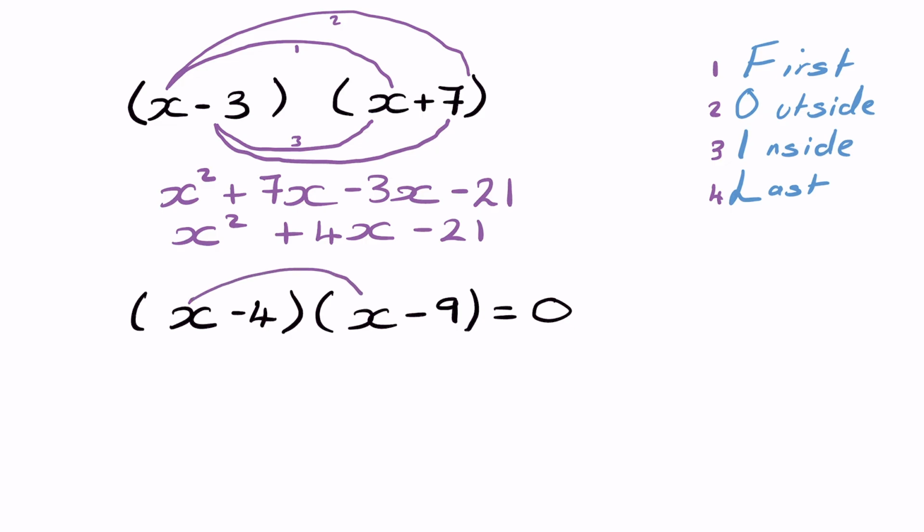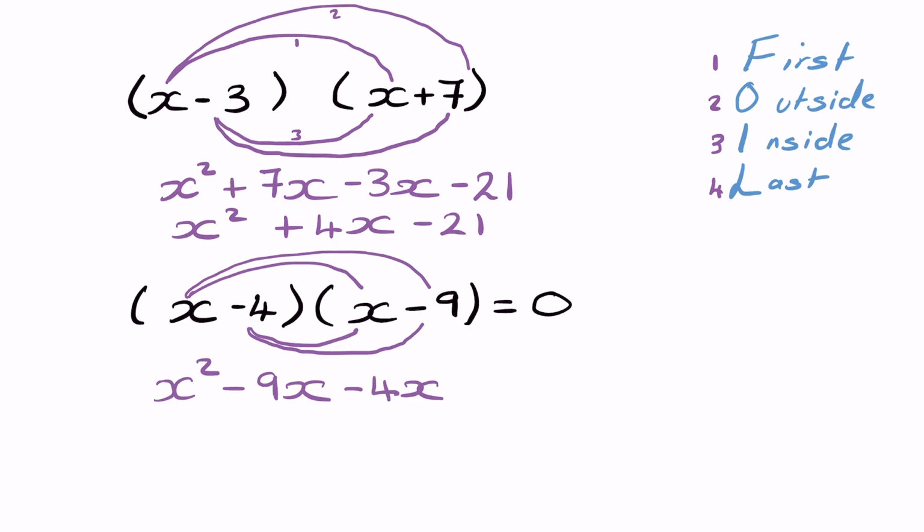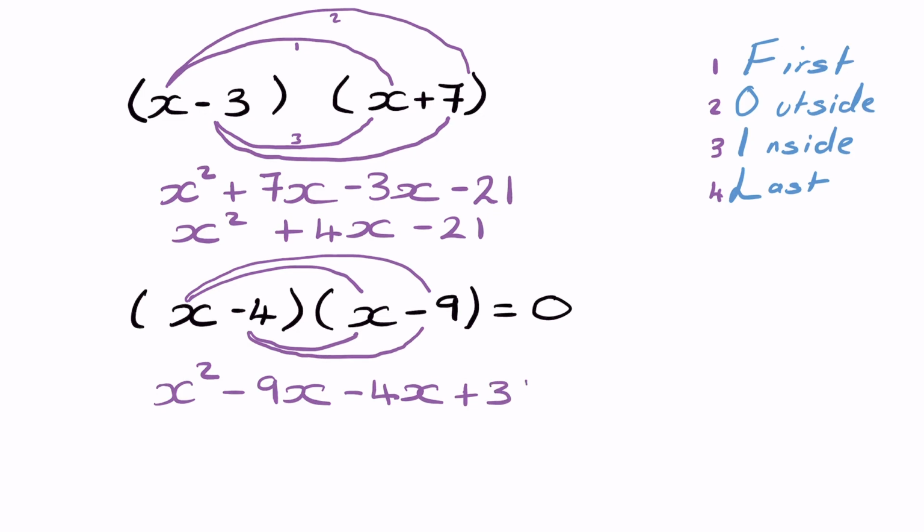That was x times x. That gave you x squared. And then x times negative 9 gave you minus 9x. Negative 4 multiplied by x is minus 4x. And lastly, negative 4 multiplied by negative 9. Do the signs first. A minus times a minus is a plus, and that gives you positive 36. Still equaling 0. We must make sure that we always write equals 0. A mistake that a lot of students do make is forgetting to put equals 0.